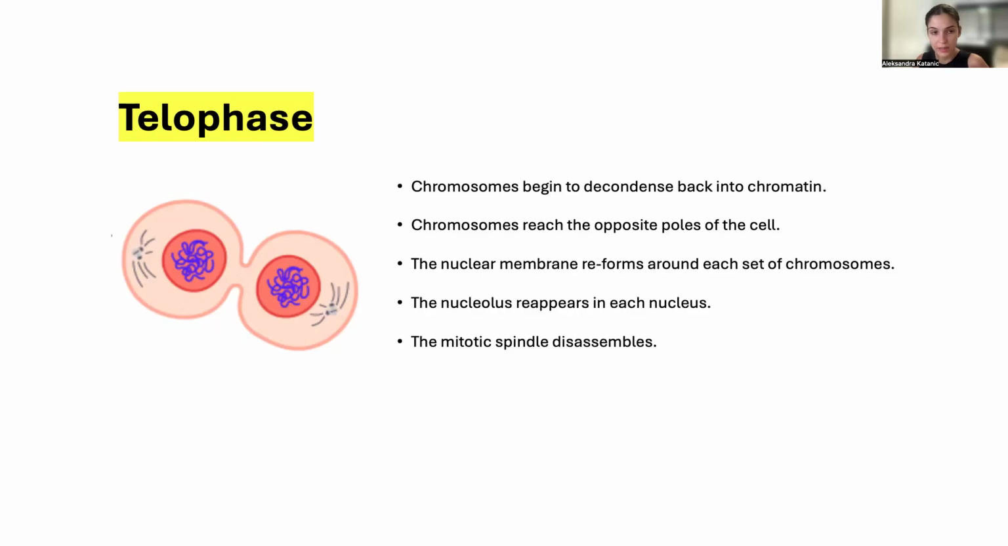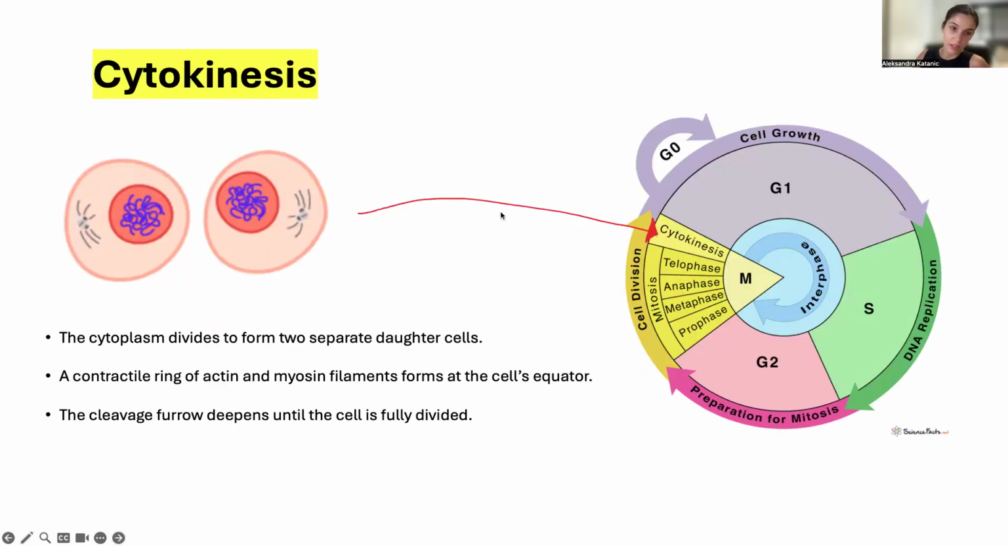So let's do a practice, and based on the quick run through, finally, cytokinesis. So this isn't part of mitosis, this is separation afterwards, but in cytokinesis, the cytoplasm divides to form two separate daughter cells. This happens so that each new cell has its own complete set of organelles and enough cytoplasmic material to function independently.